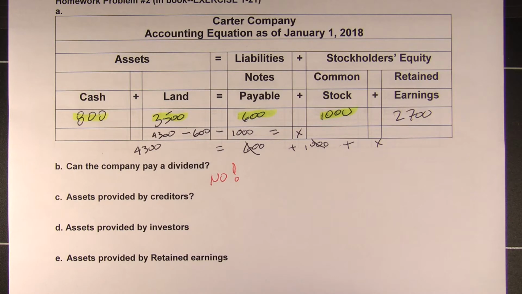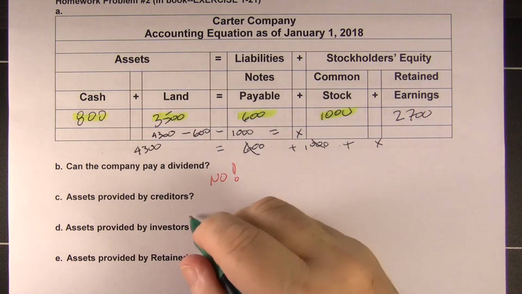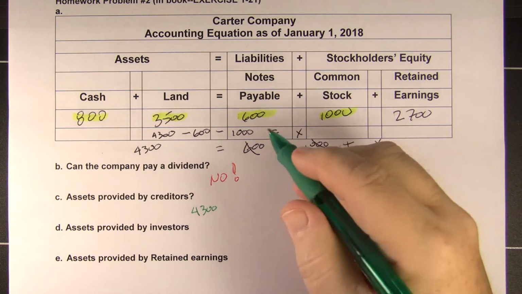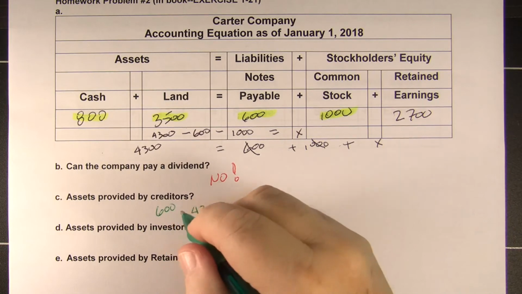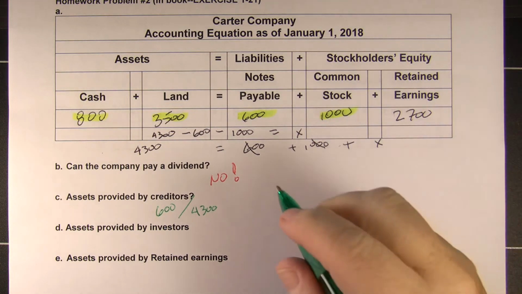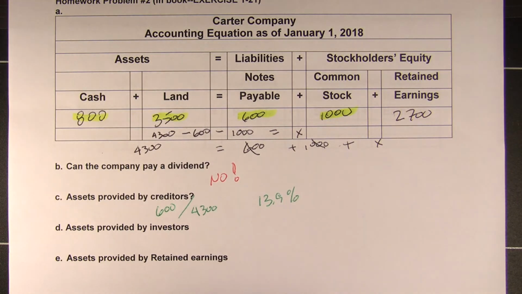The next thing it says is, what percentage of our assets are provided for us by loans? Well, our total assets are $4,300. Our total loans are $600. So divide 600 by 4,300 and you come up with 13.9% is the amount of our assets provided by our creditors.